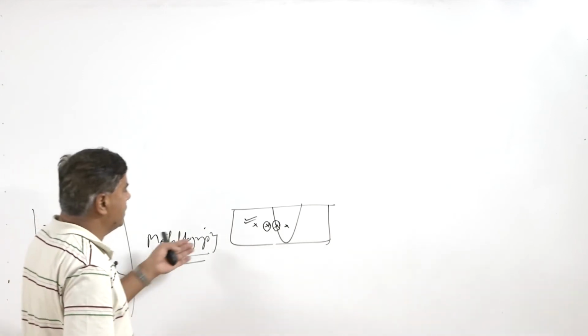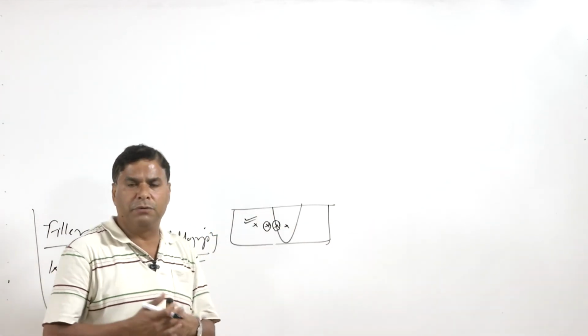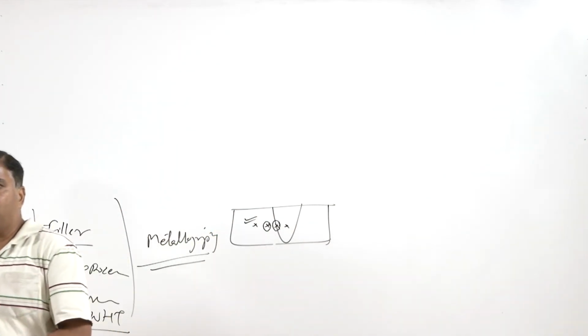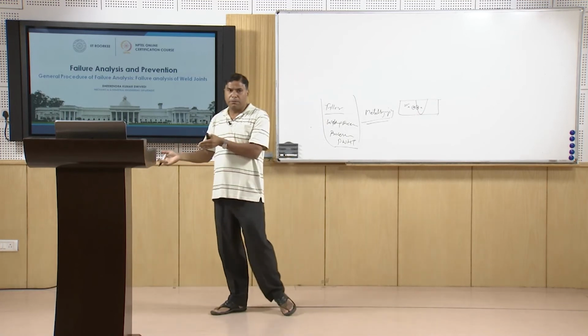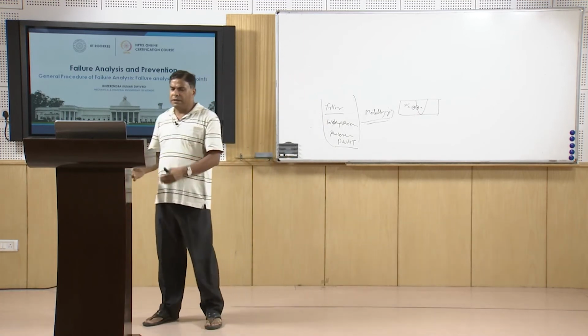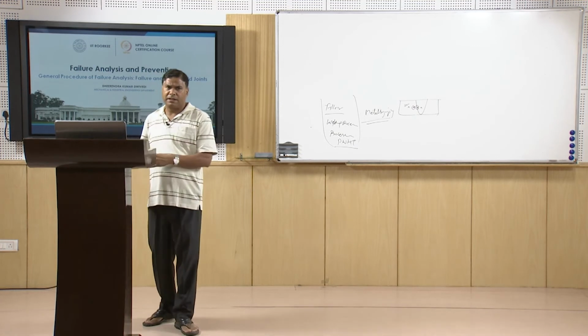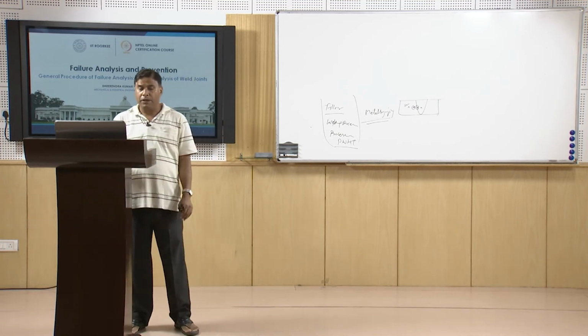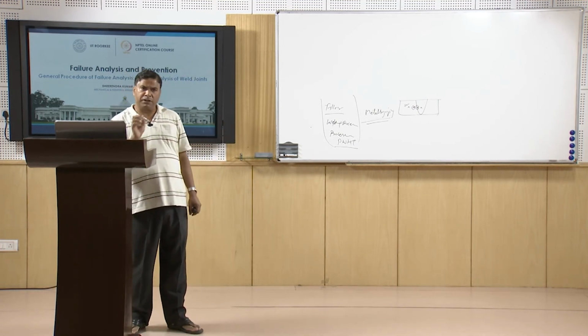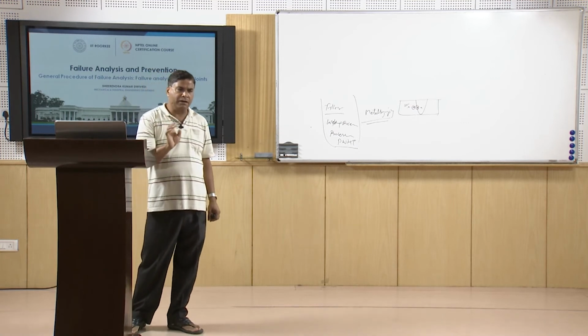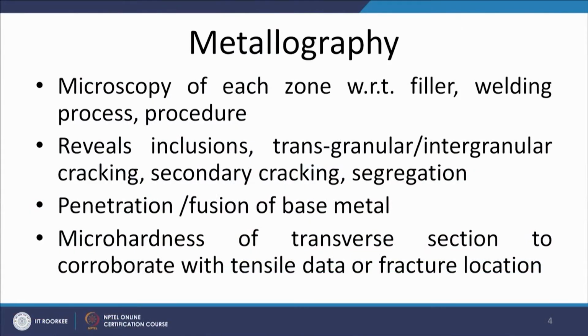So, the microstructural study itself will indicate if the PWHT of the correct kind has been performed or not, and whether the process parameters were appropriate or not. All those inferences can be obtained through the metallography of the weld joints. But of course, we need to focus on the area from where the failure has taken place.